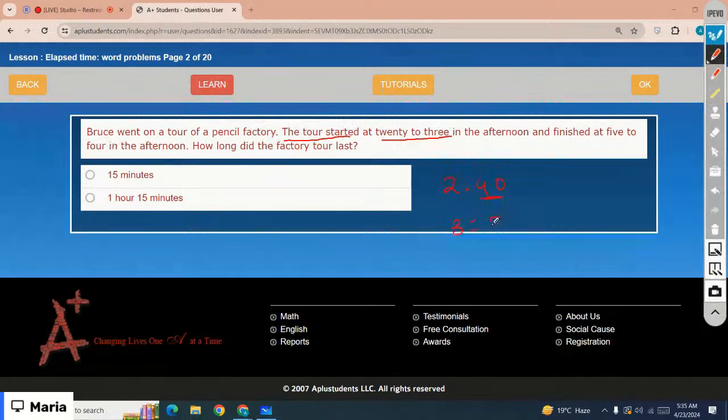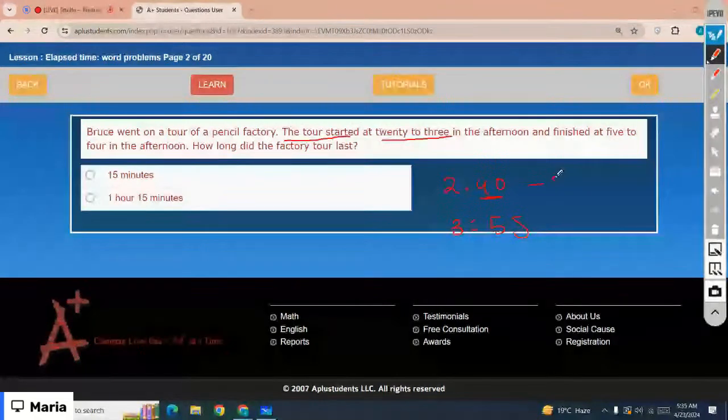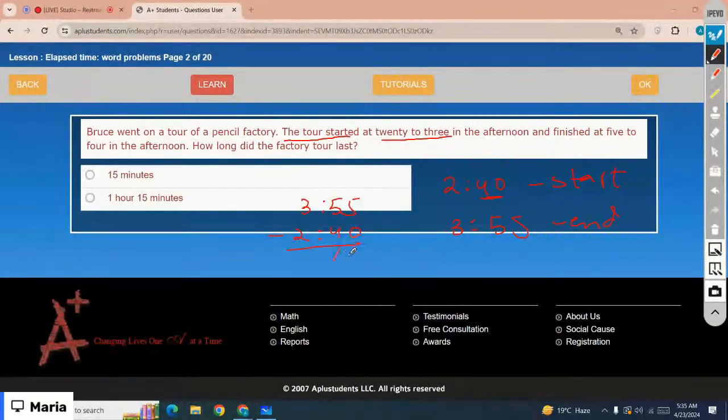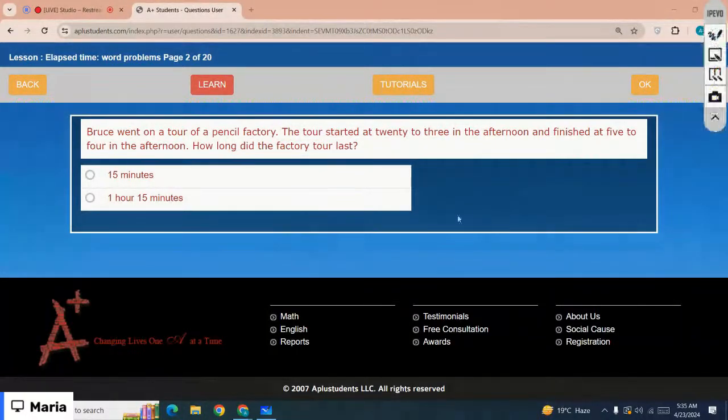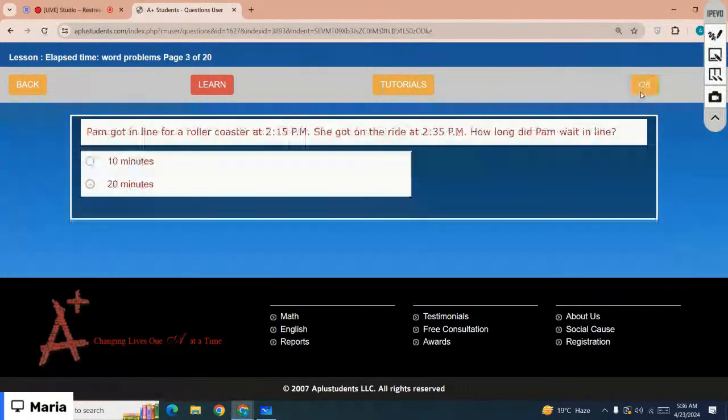Just subtract the start time from the ending time. That gives 1 hour and 15 minutes. That means the tour lasted for 1 hour and 15 minutes. Got it? Option number 2 is the correct option. The important thing here is to be very careful with finding the time and then adding or subtracting.